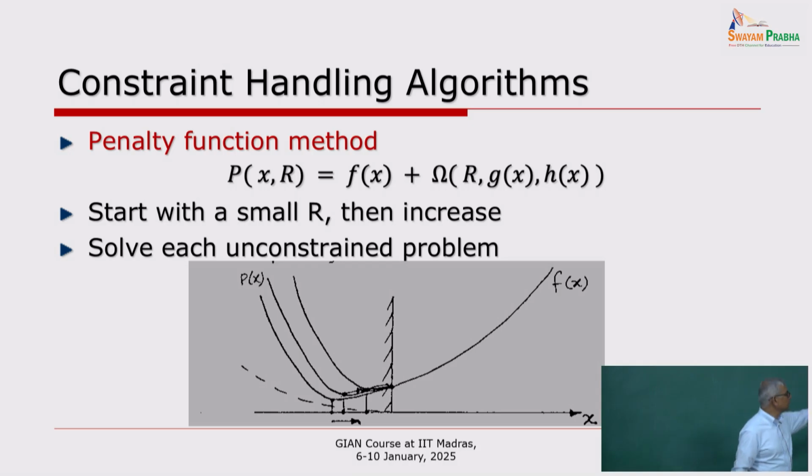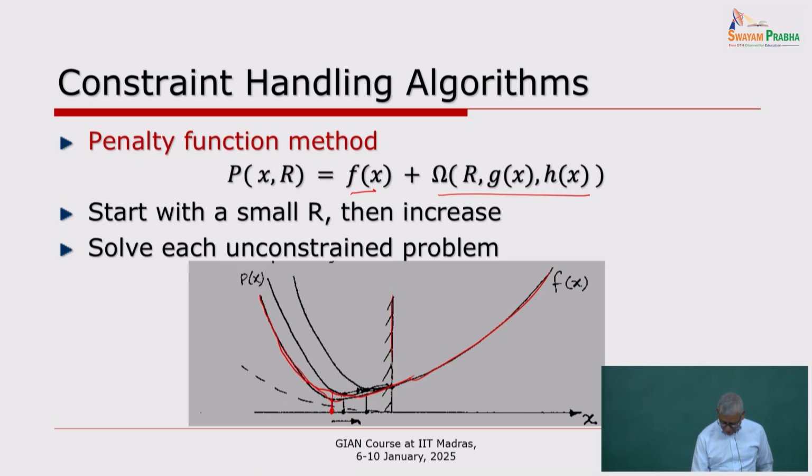A very simple constraint handling algorithm is called the penalty function approach, where you have the objective function and you add a penalty term. This penalty depends on how much constraint you have violated. So let's take an example. Let's say this f is my original objective function, this line, going this way. Where is the minima? Somewhere here, right? So here is the minima.